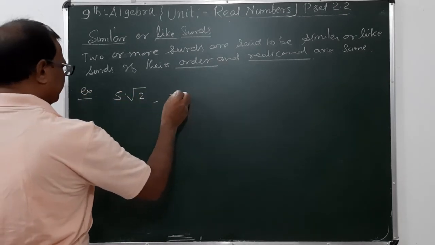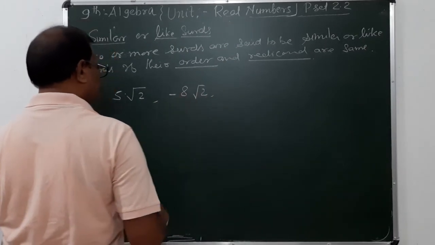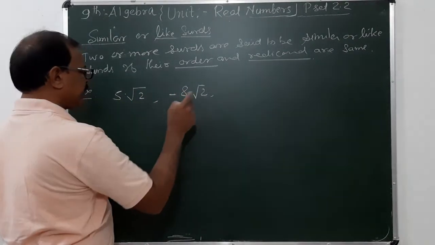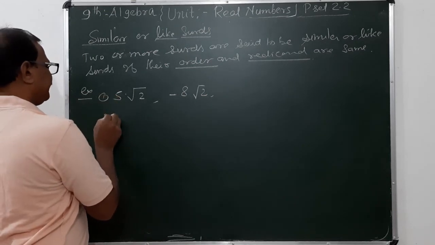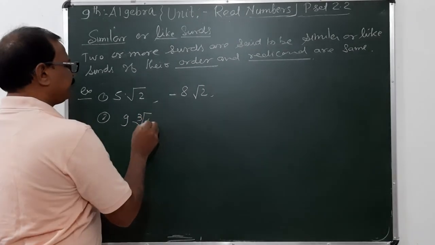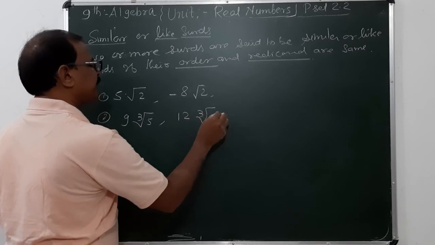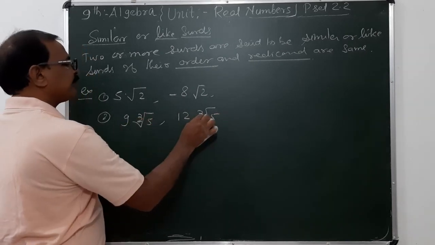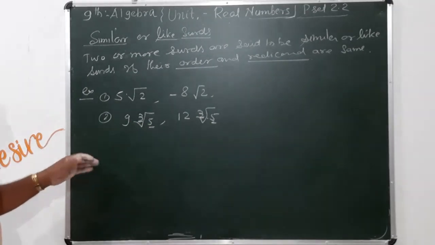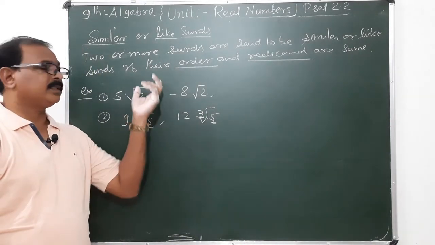Example, 5√2 minus 8√2. Okay, so here these are nothing but like surds. Here order is 2 and radicand is this much. Second example, here 9 cube root of 5 and 12 cube root of 5. So here the order are same and radicand also same, and therefore these are nothing but like surds. Okay, so we can add and subtract if the surds are like surds.